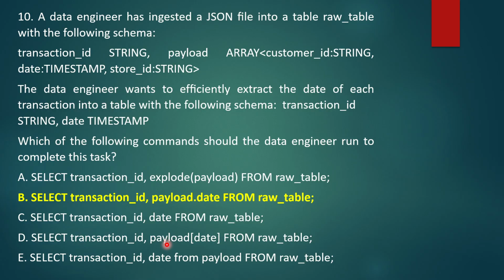So here we have some valid syntax. Option A can't handle an array of structs. It can't extract the date correctly. So option A is wrong. Coming to option B, it can handle an array of structs. It can extract the date correctly also. So option B: select transaction ID, payload.date from raw table.